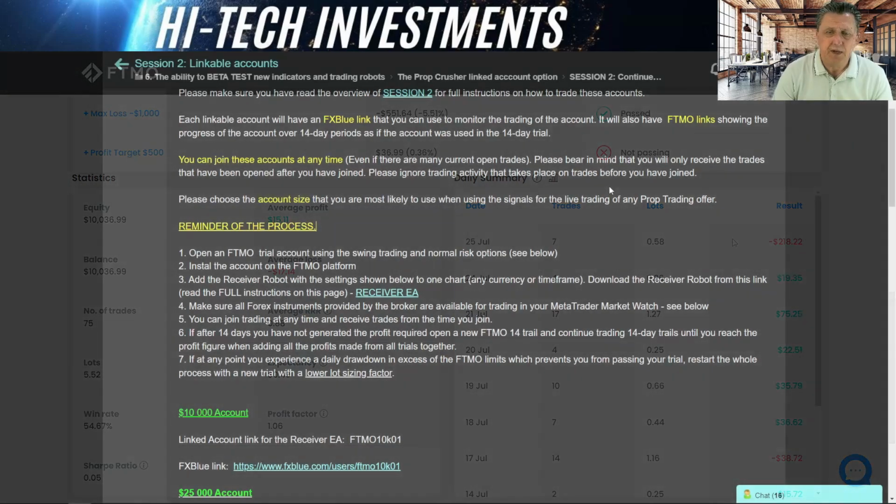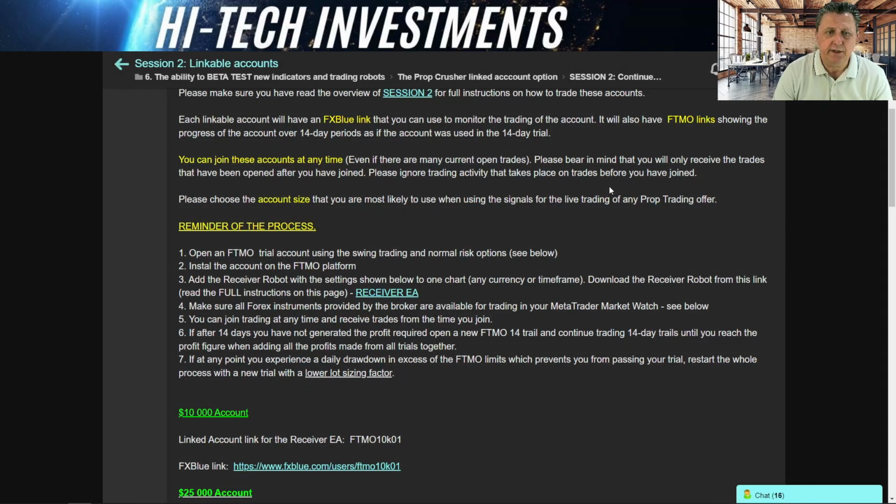Now we have jumped over to the Expert4x premium forum, to linkable accounts on session 2. Basically it tells you here to make sure you read and have a look at the overview for session 2 for full instructions on how these accounts are actually working. Each linkable account will have an FX Blue link, and we're going to have a look at that. You can use it to monitor trading on the accounts, and it will also have an FTMO link showing the progress of the account over a 14-day period if the account was used as part of the 14-day trial.